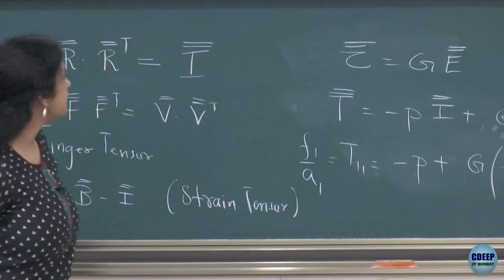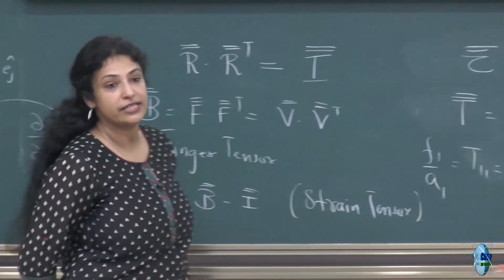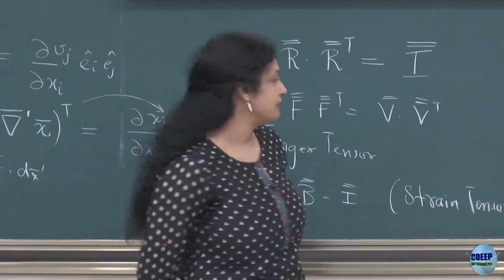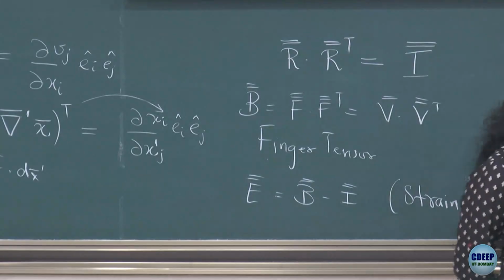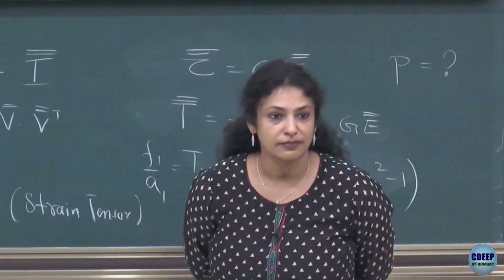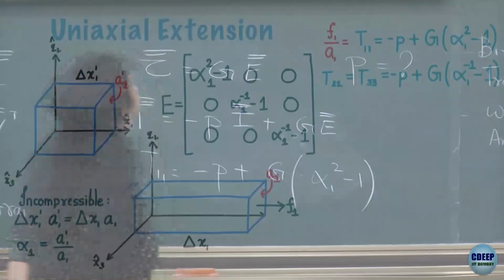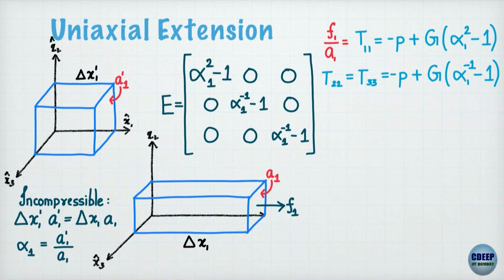So, are you saying that we should put T22 or T33 equal to 0? Okay. And what would that tell us? P in terms of G and alpha. Okay. But why should we put it equal to 0? That's correct. We could, that's what we are going to do. But then why should we put it equal to 0? Yeah, tell me.